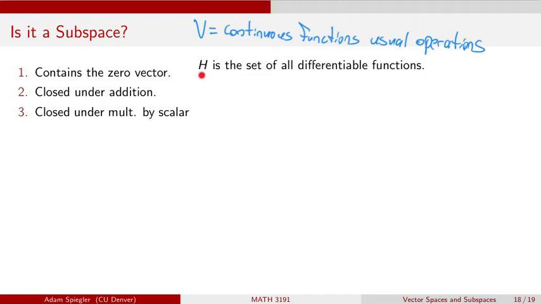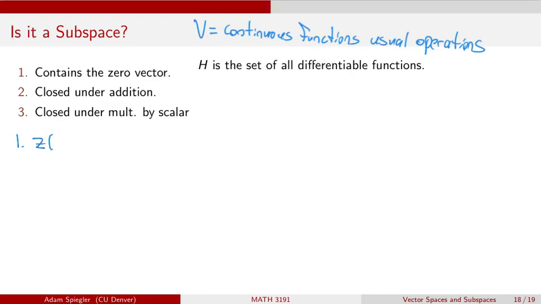And we're going to consider the set H of all differentiable functions. So H is a subset of V because if a function is differentiable, it has to be continuous. But not all continuous functions are differentiable. So here we're taking the subset H, which is just the subset of V of all differentiable functions with our usual operations. And now we want to think about whether this is a subspace of the vector space of all continuous functions. So is the 0 vector inside of this space?